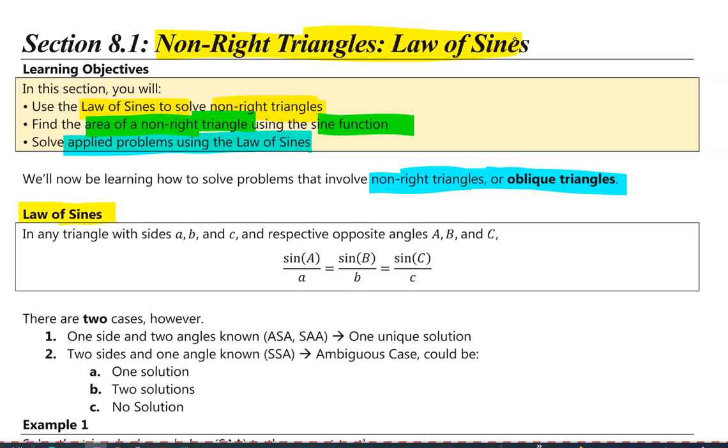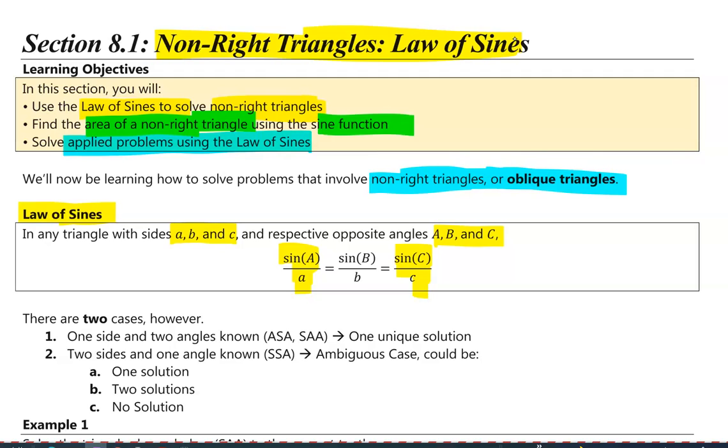Here's the law of sines. In any triangle with sides A, B, and C and respective opposite angles A, B, and C, sine A over A is equal to sine B over B, or sine B over B is equal to sine C over C, or sine A over A is equal to sine C over C. So any of those three work.